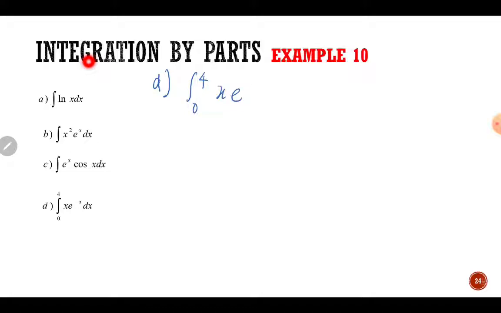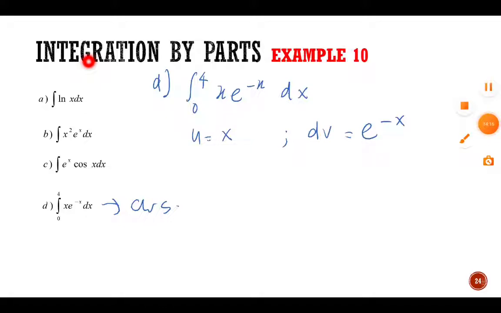Integration of x e to the power of minus x dx. Cuma beza dia, you just have to ganti value 0 dan 4 ke dalam solution tu lah kan. So let u sama dengan apa? Let u sama dengan x, dv sama dengan e power negative x. I don't think I want to solve this question, but instead this question will be your classwork submission. So I nak you all try to solve this question and I'm going to give you the final answer.